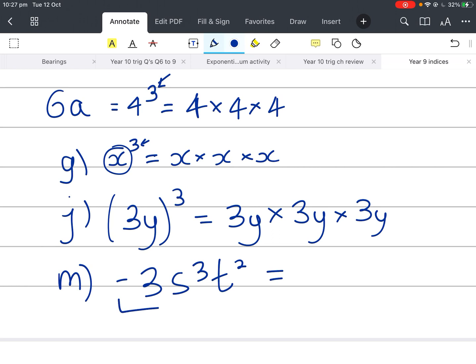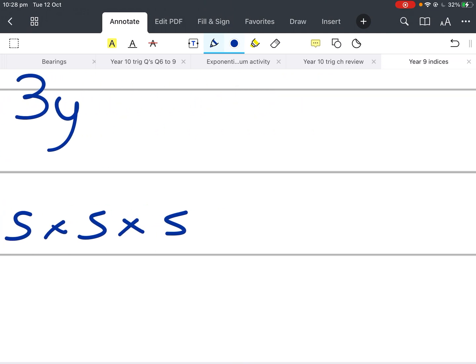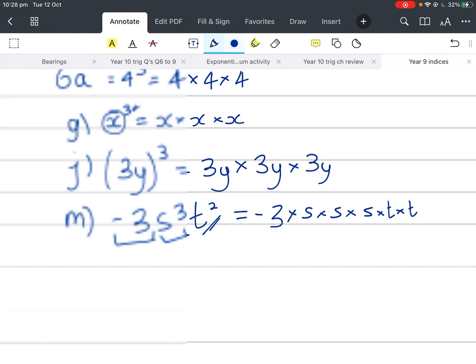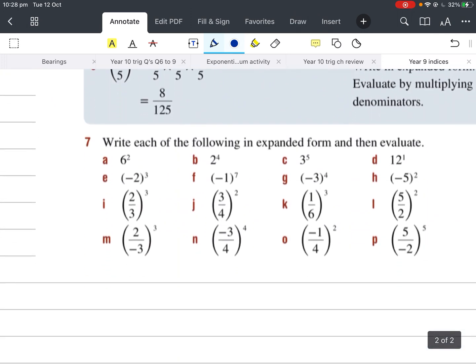Okay, so that's a number on its own. In between each letter and number there are times. So here I have an S. So how many S's do I have to write down? Look at the number in the top right corner. I have to write 3. How many T's do I write down? Look at the number in the top corner. I have to write 2. So in the end, my answer is -3 times S times S times S times T times T. That's how I expand. Okay, when you're ready, have a go at 7.